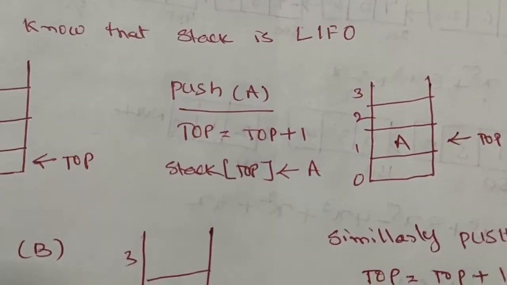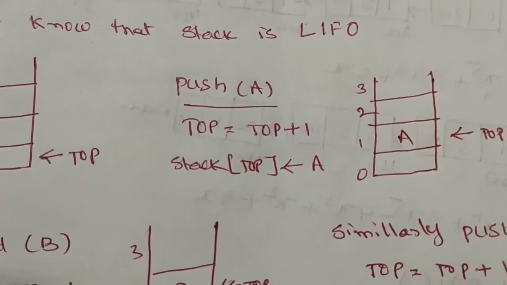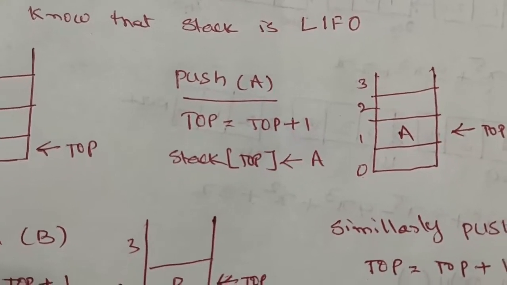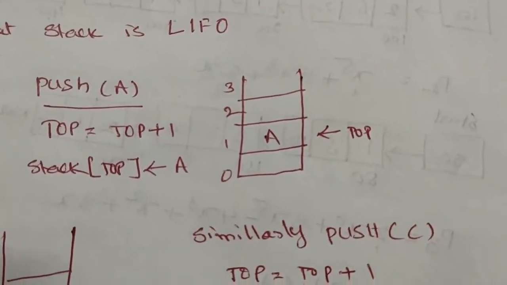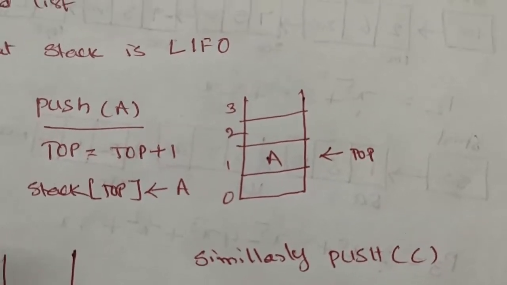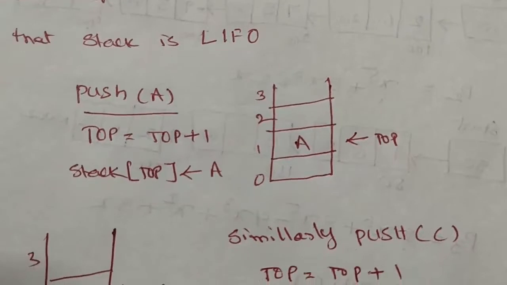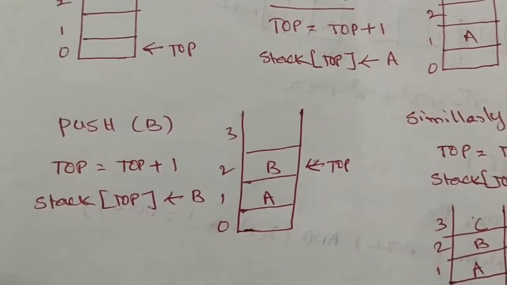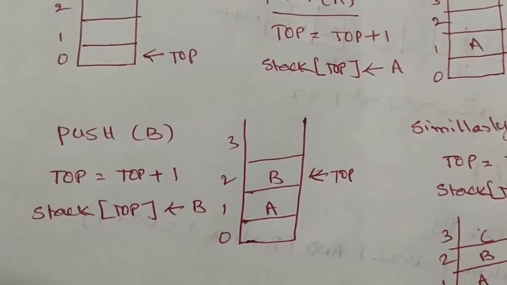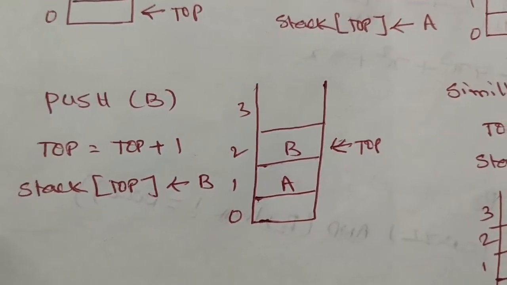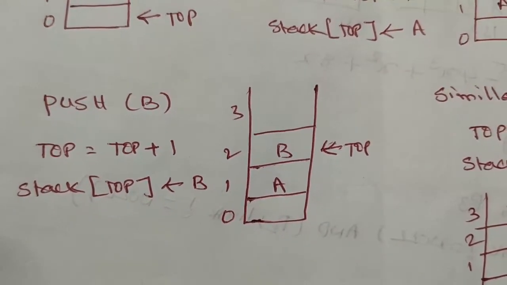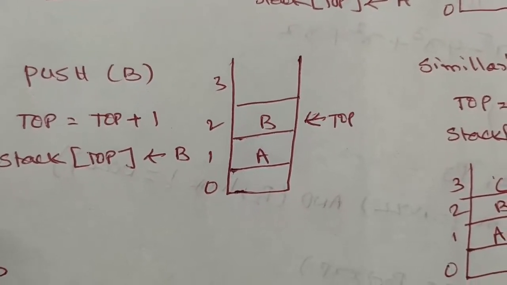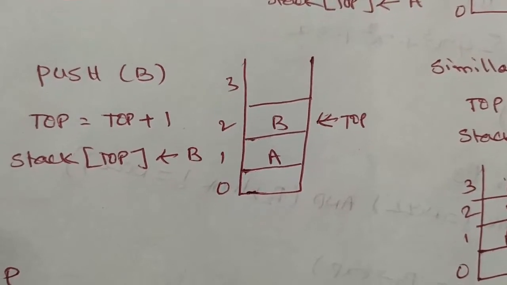First, we are going to increase the top pointer by 1 and assign stack of top to A. Now, after pushing the element A, the stack is like that. In the same way, I would like to push one more element, that is B. Once again I increase the value of the stack pointer by 1 and stack of top equals B. Now after pushing the element B, the stack is like that.